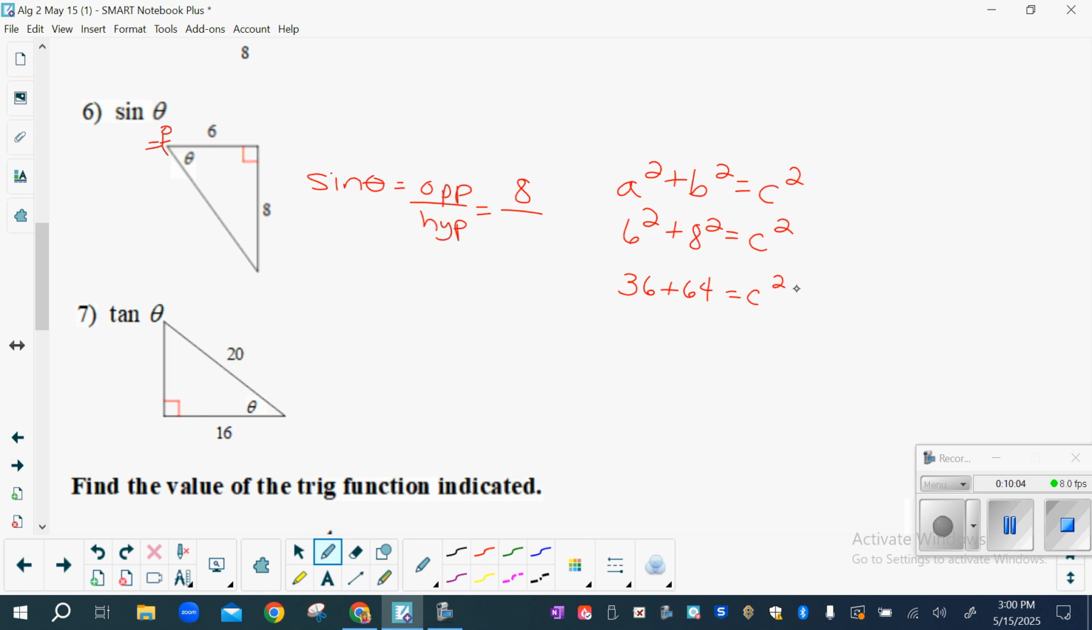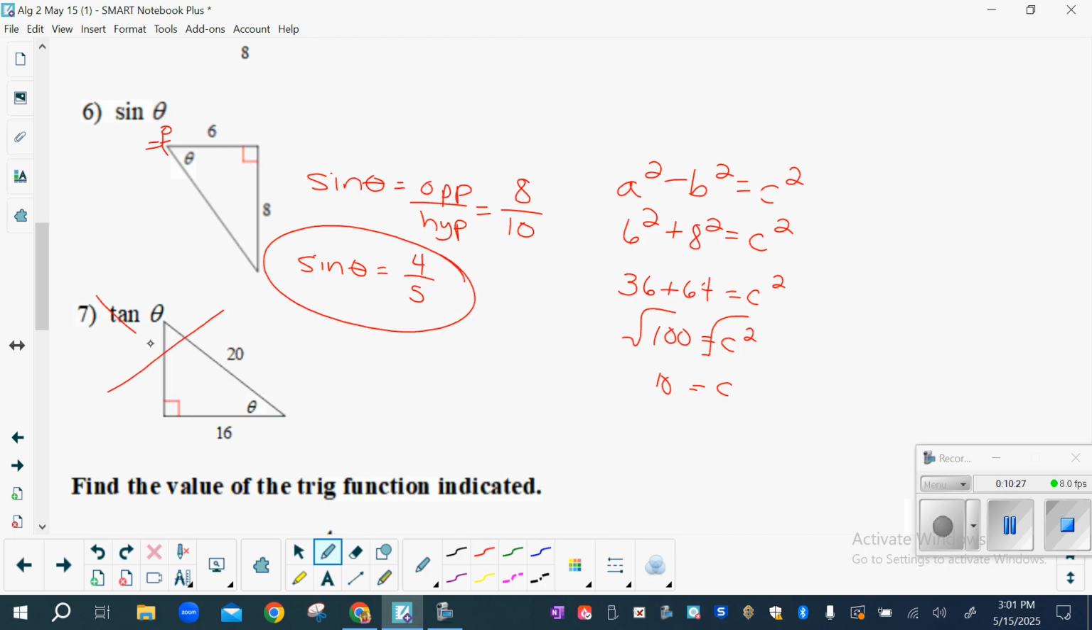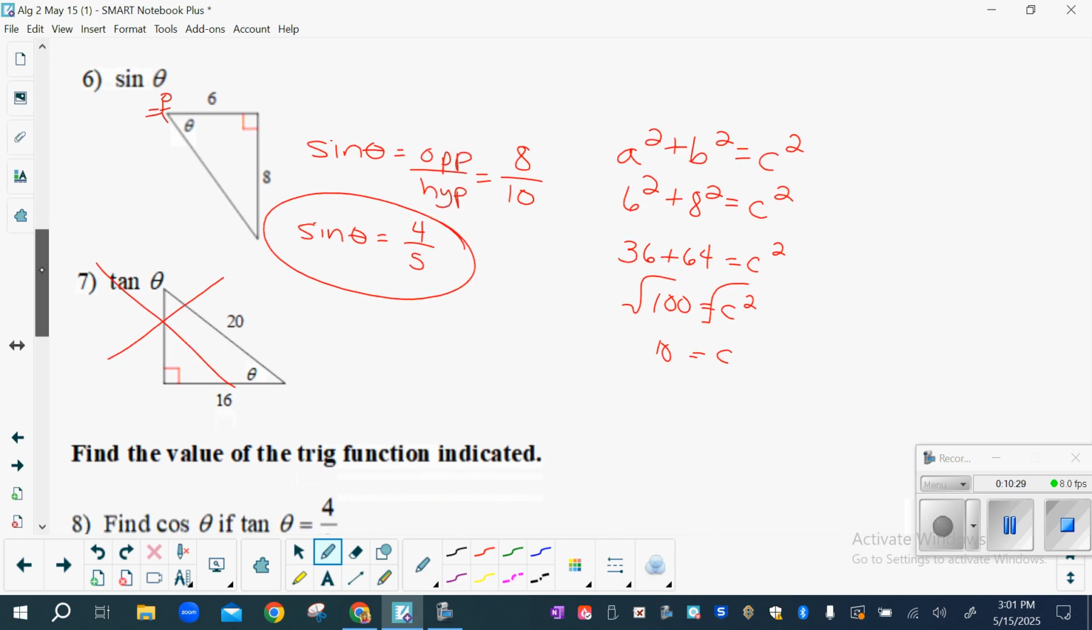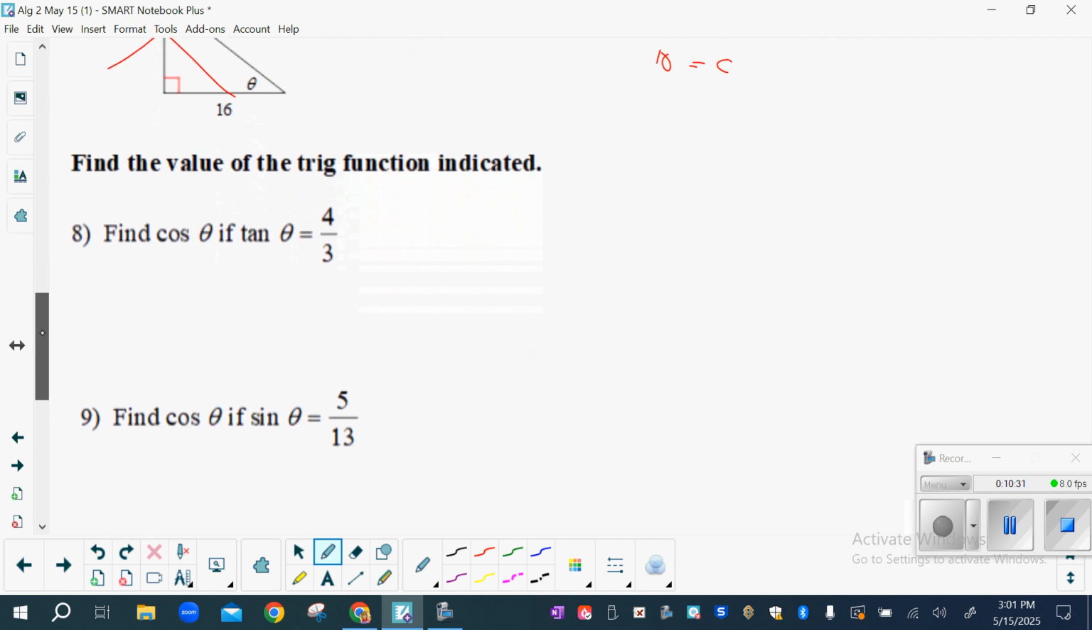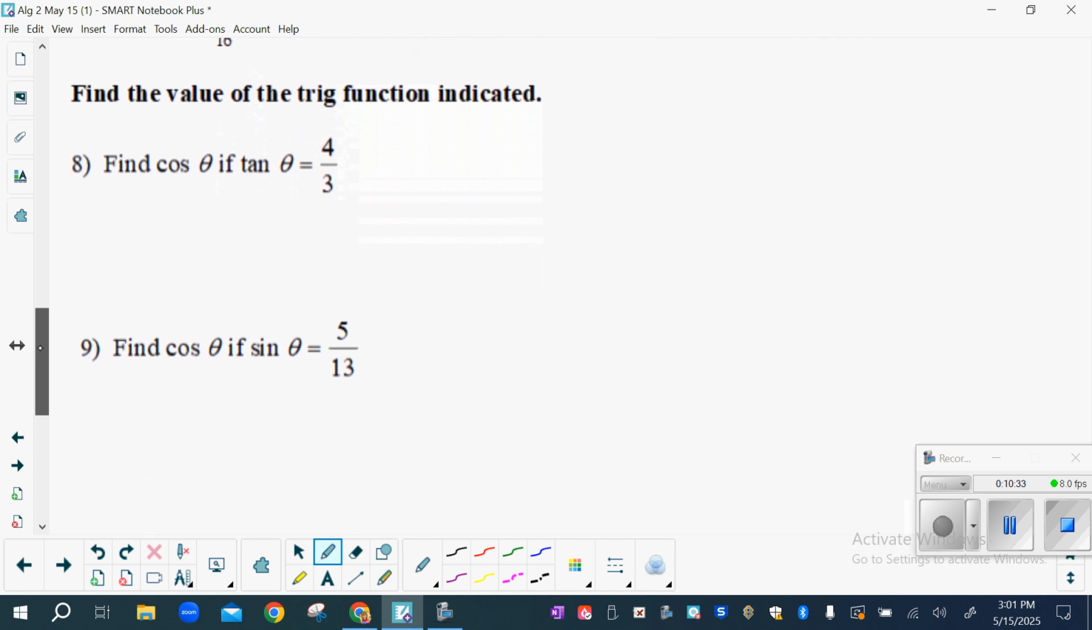And then you get 36 plus 64, or 100, equals c squared. What next? Square root. And what's c? 10. So this would be 8 over 10. Is that fully simplified? So it simplifies to 4 over 5. We are also going to skip number 7. We're going to go on to number 8. If you would like me to do number 7 with you, I can do it later.